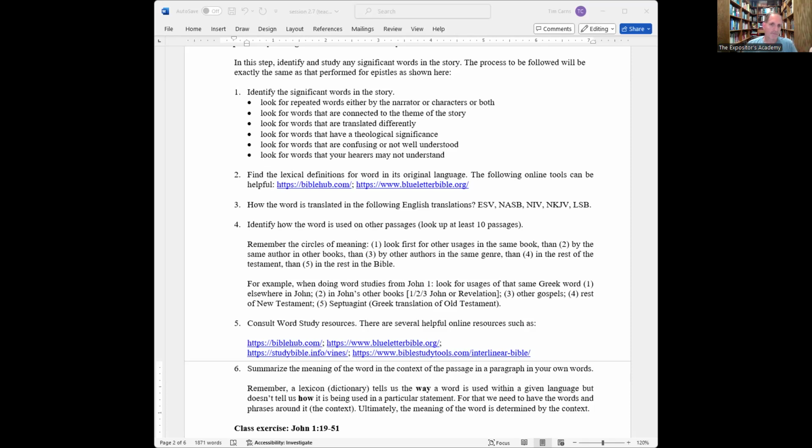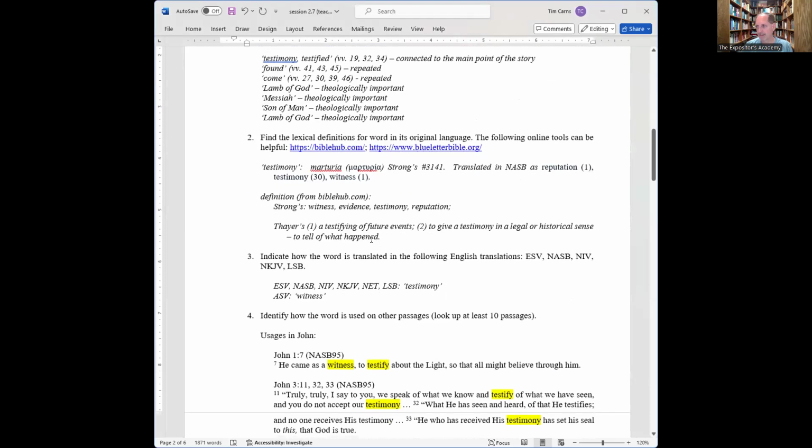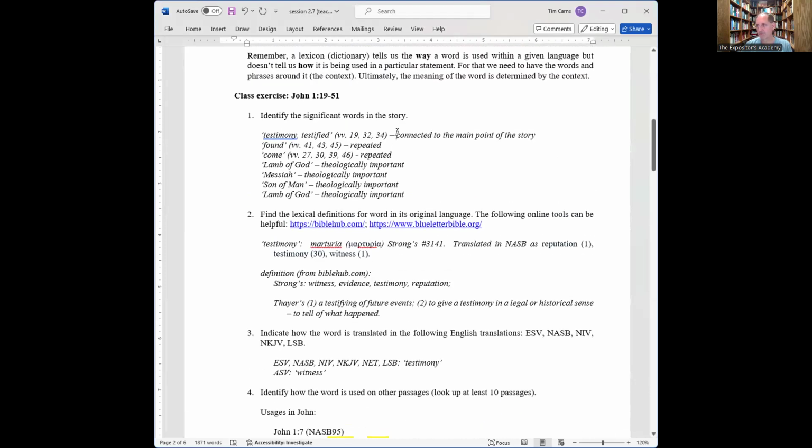And so in looking at that story, I'm not going to read through the story now, but these are several words that I determined might be significant words to study. Testimony, used a lot, actually. Testified. It's a very common word in this story. It's used several times. And I picked it not only because it's repeated, but also because it's connected to the main point of the story. This idea of these different individuals testifying about who Jesus is. So that was one word that I chose.